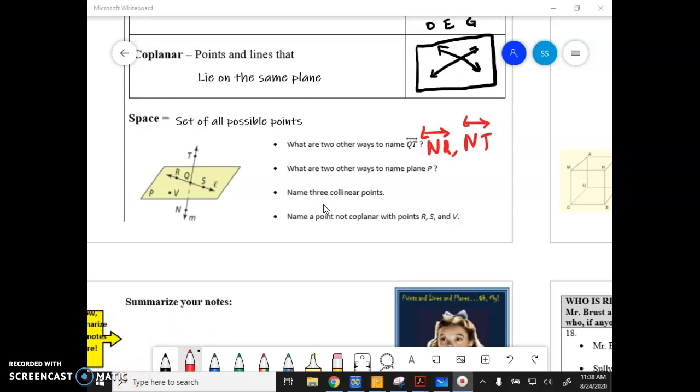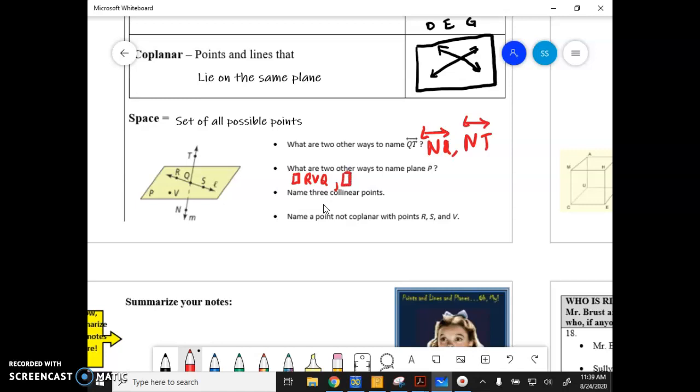Okay, next question. What are two other ways to name plane P? So plane P, they named it by identifying it with the capital letter, but there's no point here. Hopefully we recognize that. So we can name that plane with 3 coplanar points, and it doesn't matter which ones we pick, but I'm going to go R, V, Q would be one way. So I'm going to just make a little box and do R, V, Q. That's one way. Another way, let's do Q, V, and S.